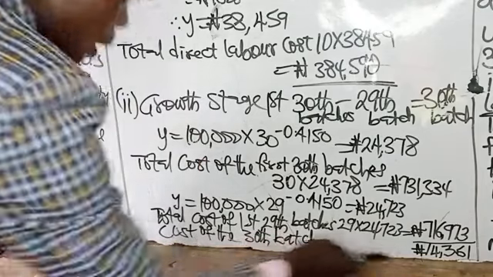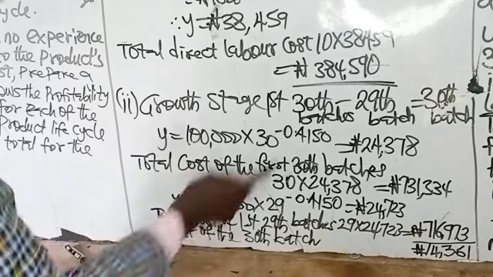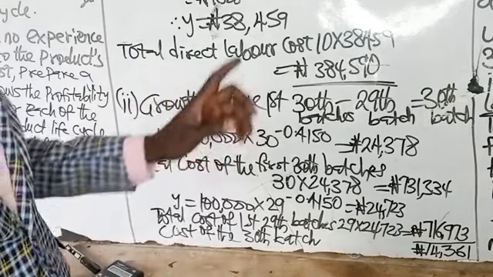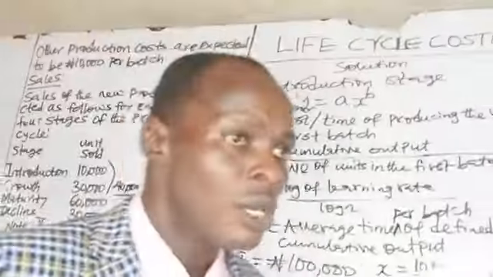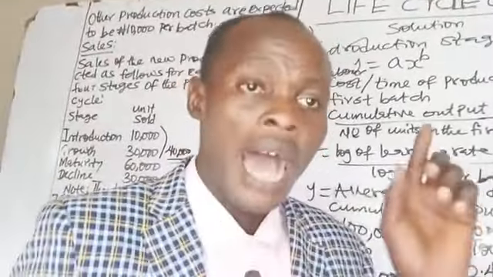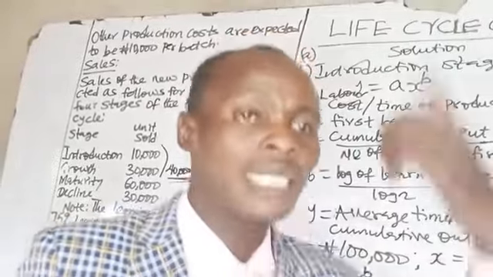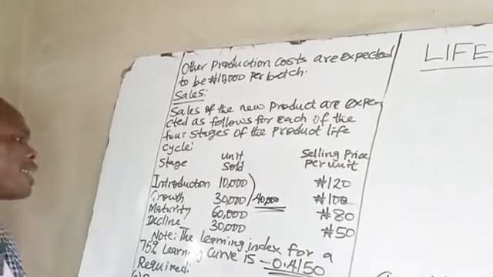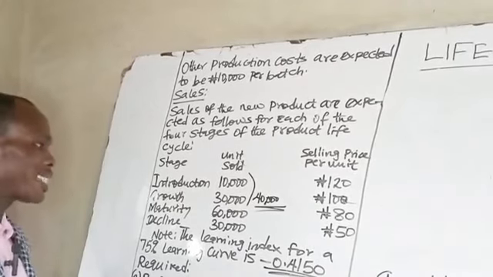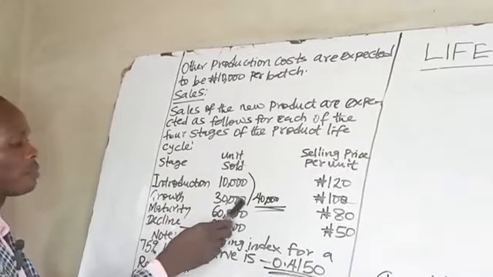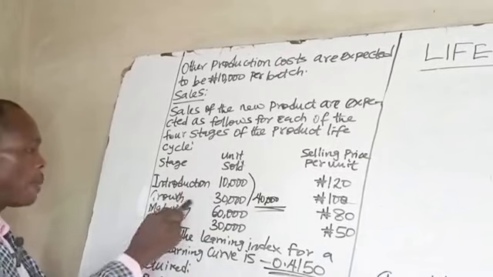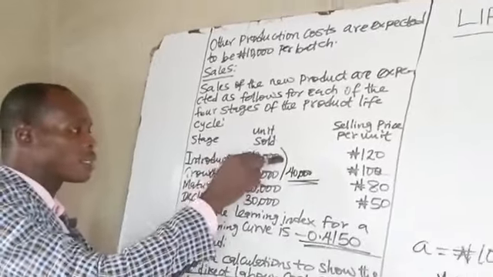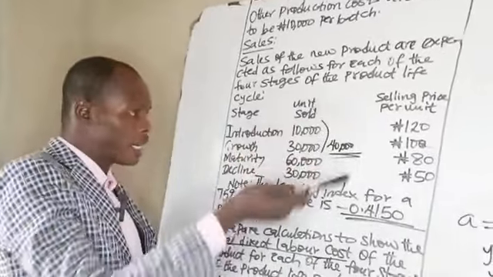Take note. Now, at the 30th batch, you were told the learning will stop, and each subsequent cost will remain as the cost of the 30th batch. If learning will stop when the cumulative output reaches 30,000, that is at the 30th batch, then remember you want to determine the cost of this 30,000. At this 10,000, the learning is still in progress.